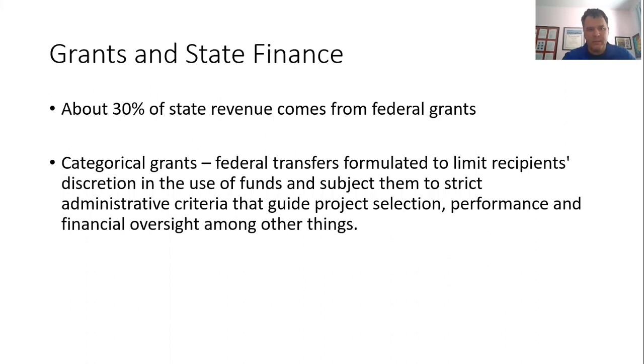Grants. The book talks a lot about grants, about how states typically get their money. We talk about a couple of different types of grants. The first one is categorical grants, and these are very specific grants.